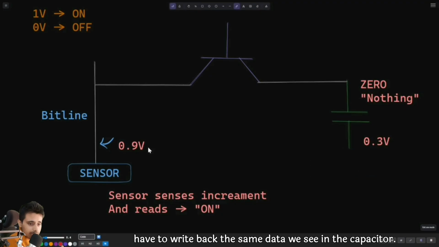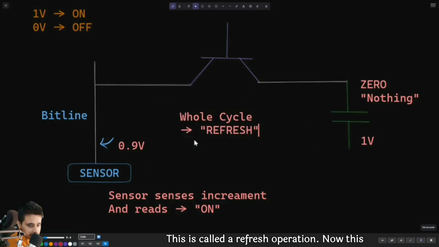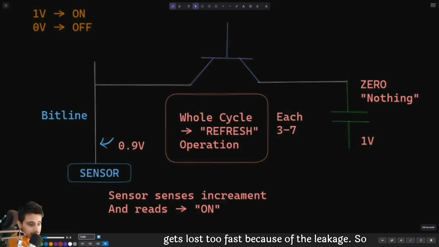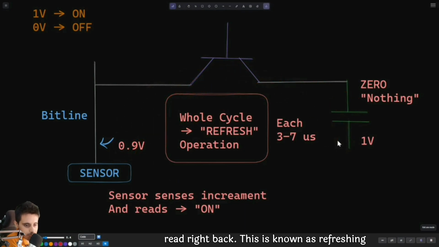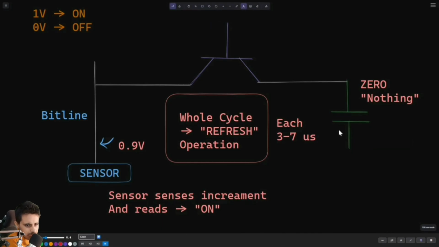So we have to write back the same data we saw in the capacitor. This is called the refresh operation. Now, this has to be done really frequently because the stored bit gets lost too fast because of the leakage. So what you do is read it, write back, read, write back, read, write back. This is known as refreshing in RAM, DRAM. So there is leakage as well in the read operation, right?